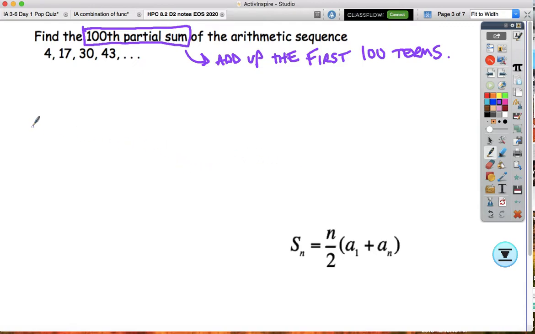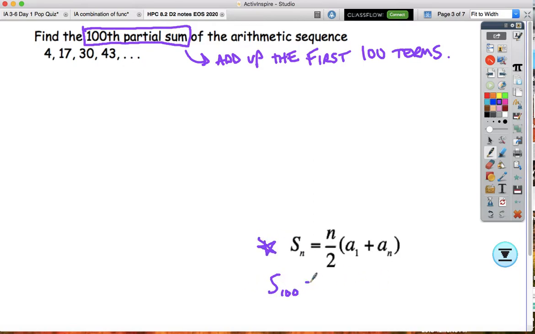So I could list out the first 100 terms and then put them all into my calculator. I don't feel like doing that though. So if I'm going to be adding up terms, I'm going to use, oh, I have it written down here, so I don't need to write it again. So I would be using this formula down here if I want to add up 100 terms.